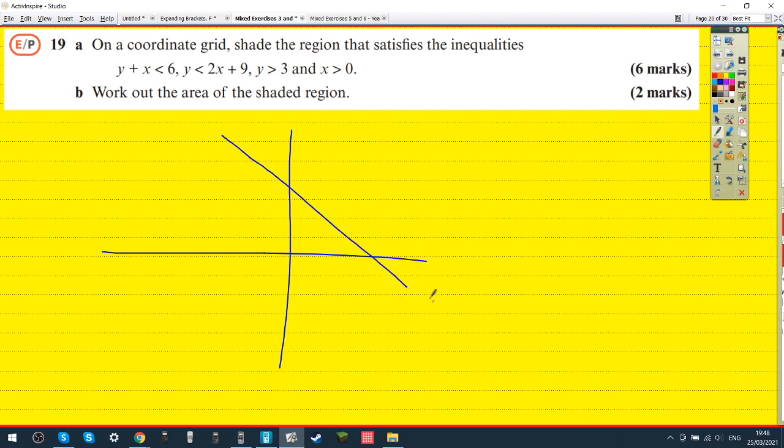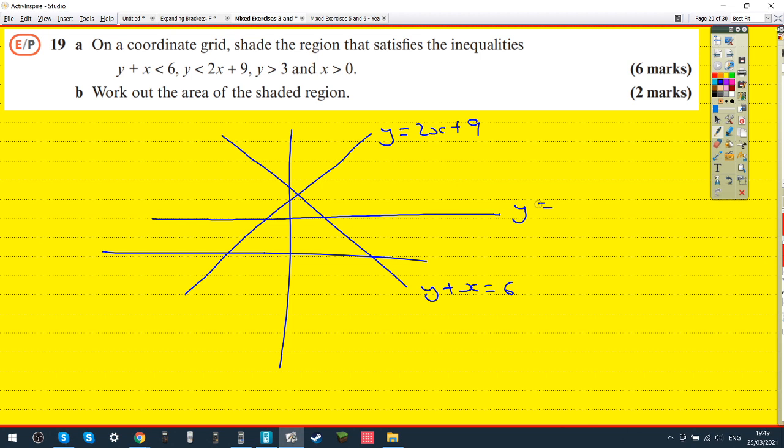So let's say that is y plus x equals 6. Let's say this one is y equals 2x plus 9. Then we want y greater than 3. Sorry, I'll just do y equals 3. And then for x, I'll use red. And that one is x equals 0. So how do we get the region that satisfies all 4 of these?